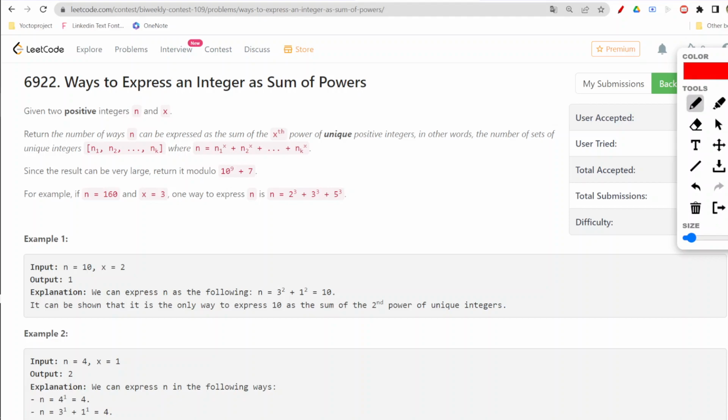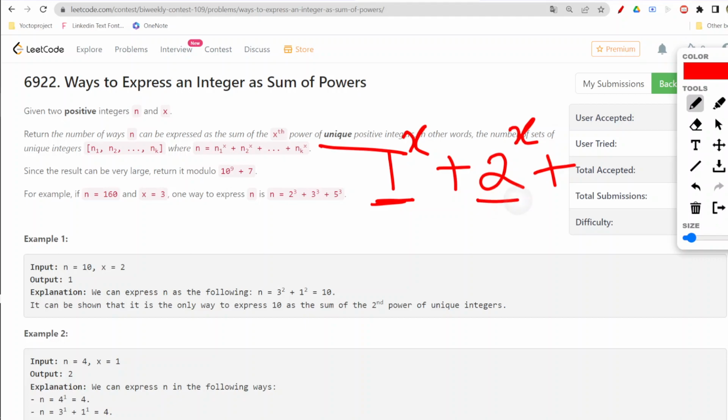Basically, there are some unique positive integers mentioned here. For one positive integer, we need to raise it to the power x, plus the second one, again raised to the power x, and so on. It is not compulsory that there should be 2 of them, it could be 3 as well, any number of integers. But all these integers should be unique, they should be raised to the power x which is given to us, and they should sum up to the number n which is given to us.